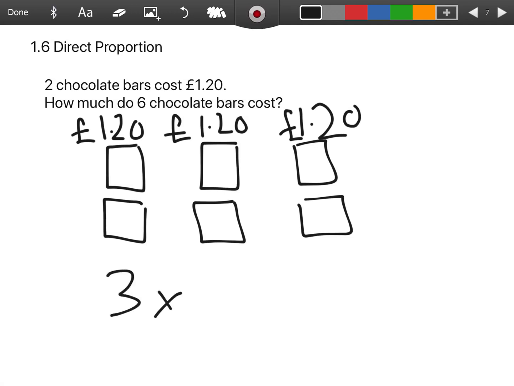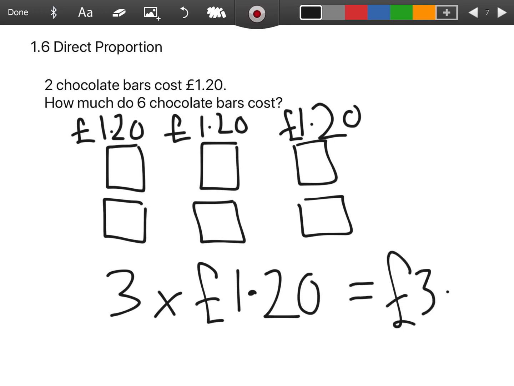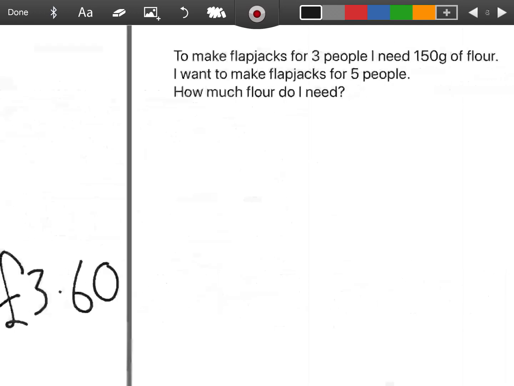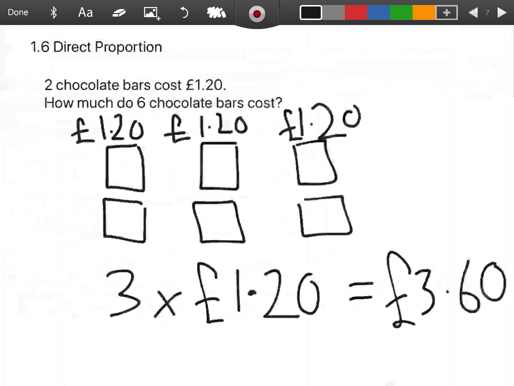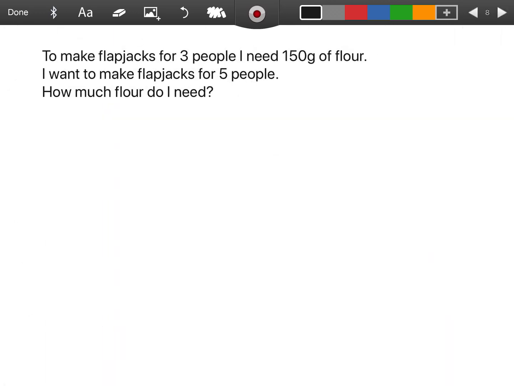So I've got 3 lots of £1.20. If I work that out, that's £3.60. But we might not always be able to multiply like we did in this question. We might not be able to say, well, I've got 2 chocolate bars, 2 chocolate bars, 2 chocolate bars.